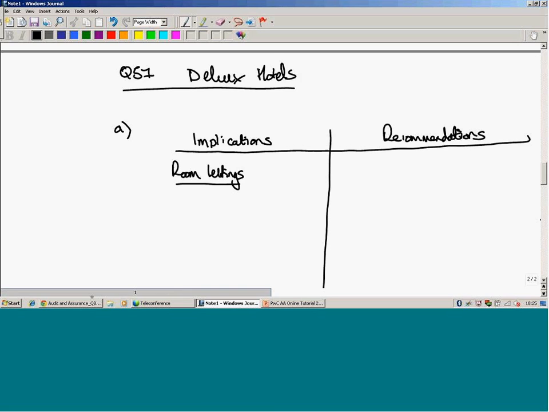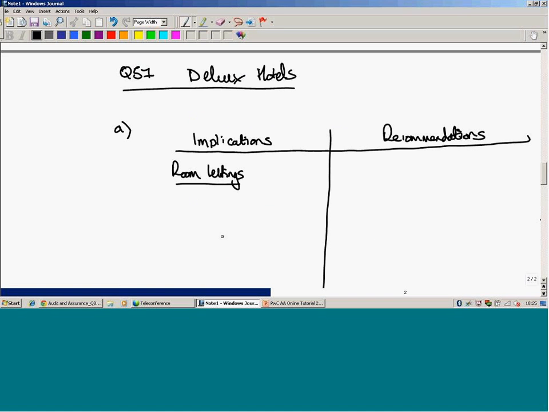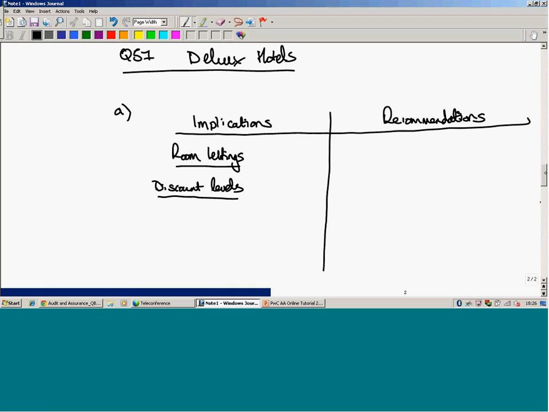Lettings. Here I've got sort of 2 issues. I've got both the fact that they've been discounting in excess of levels and the fact that formal credit limits haven't been set. So what I should be doing now is talk about discount levels first. Then we'll talk about credit limits afterwards. So you can tell me, what is a possible implication for the business of giving discount levels well in excess of what is already approved? Anyone got any ideas?